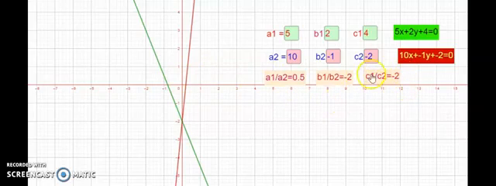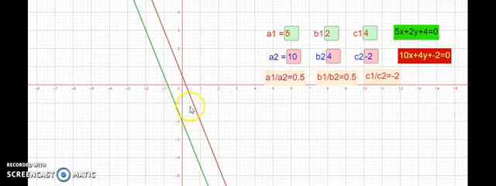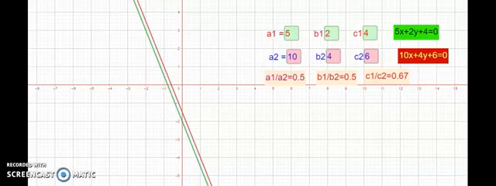That is, irrespective of the ratio c1 by c2, we do observe that when a1 by a2 is not equal to b1 by b2, the lines are intersecting. So we can say, children, when the ratio a1 by a2 is not equal to b1 by b2, irrespective of c1 by c2, the lines are intersecting. And when a1 by a2 is equal to b1 by b2, the lines are parallel. And when this ratio is also equal to c1 by c2, you can see that the lines are coincident. That's all for today, children.